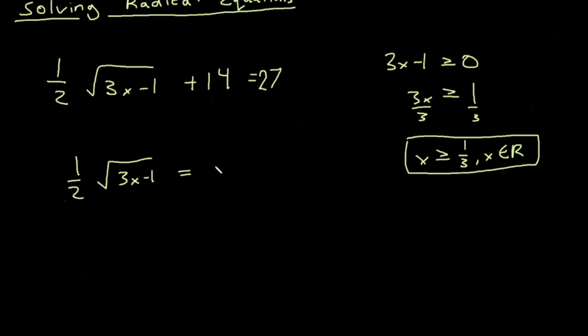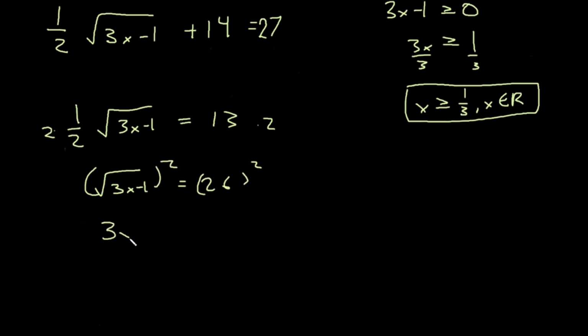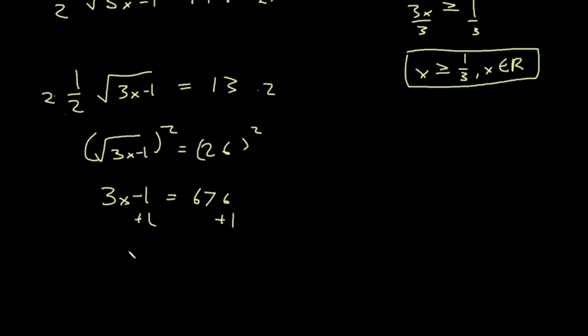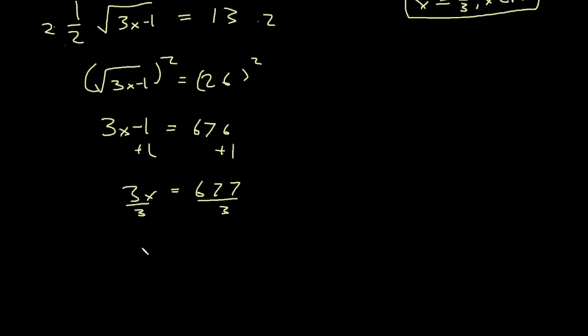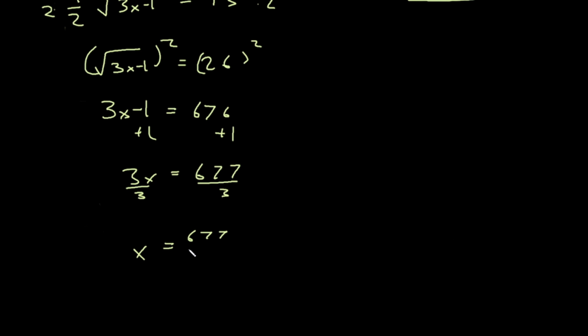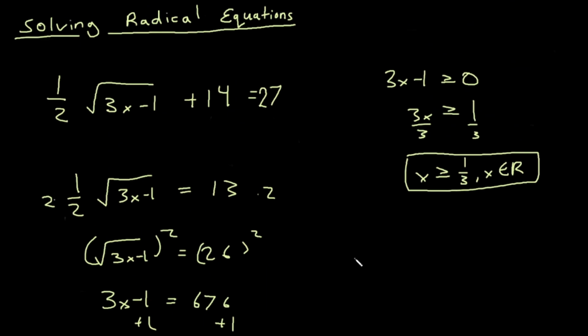So this equals 13, times both sides by 2. We have root 3x minus 1 is equal to 26. Square both sides. So we have 3x minus 1 is equal to 676. Add 1 to both sides. We have 3x is equal to 677. Divide both sides by 3. We have x is equal to 677 over 3. And we got this answer before, so we know this checks out. So, since we know it works, we can say, therefore, x is equal to 677 over 3 is a real solution.